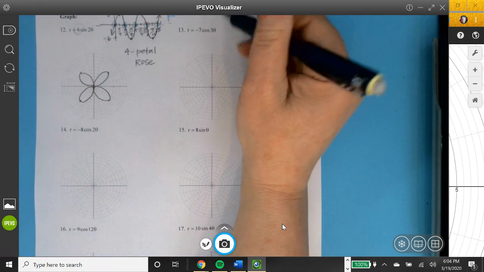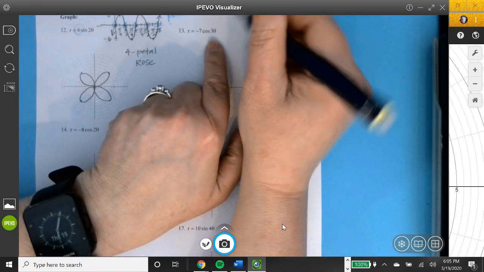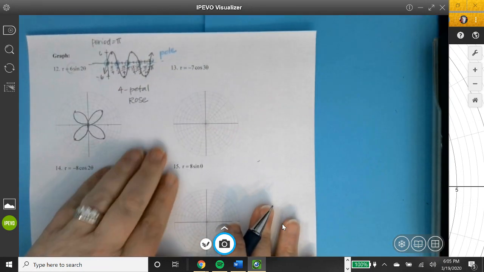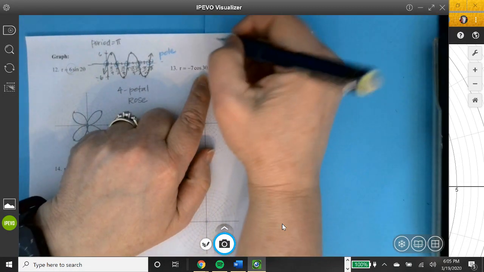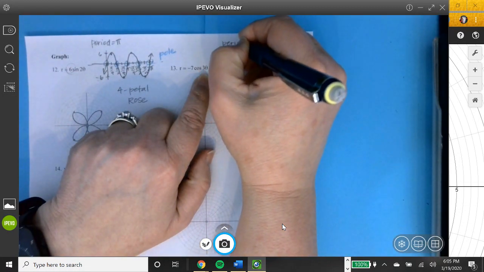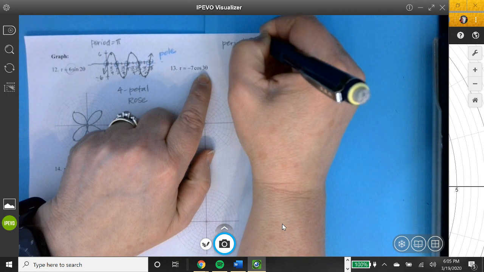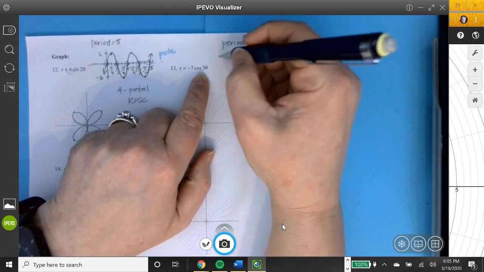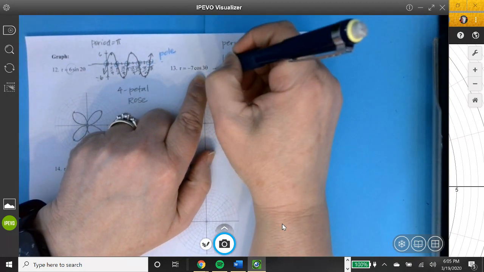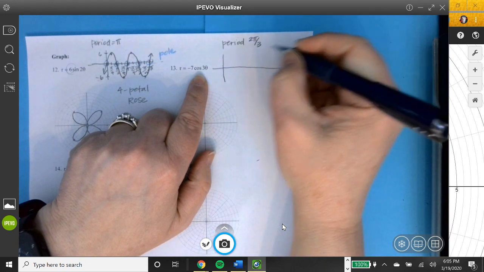Very nice. Now cosine. Now this is not a nice one here, because this period here is 2 pi over 3. And I'm sorry about that, but here we go. We got to do at least one.